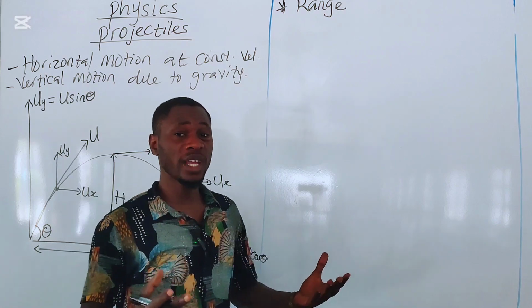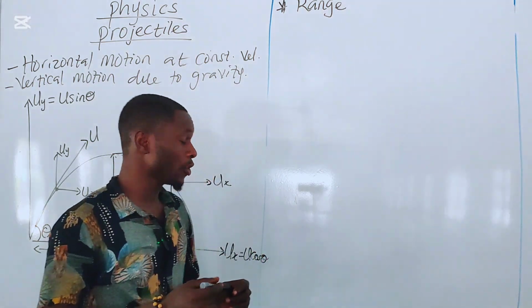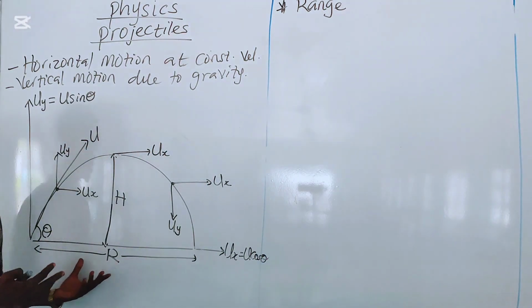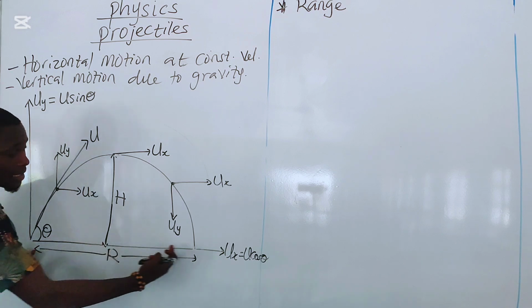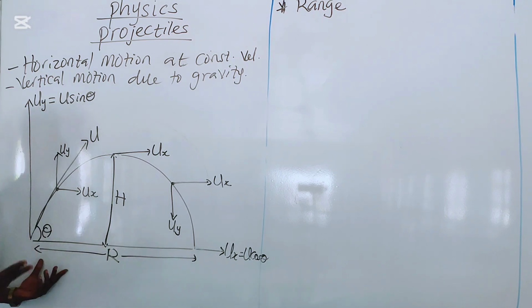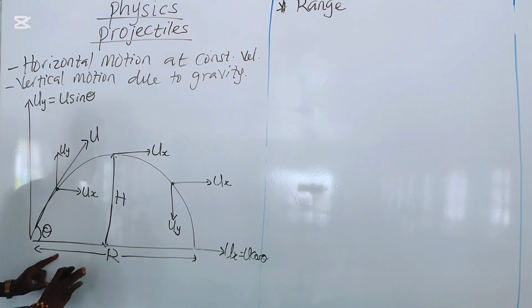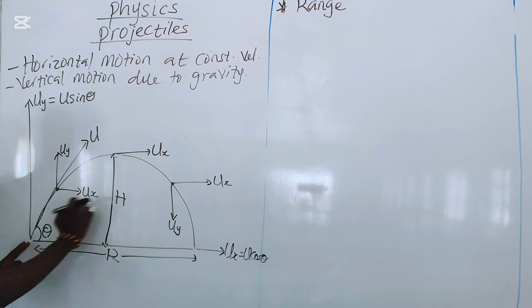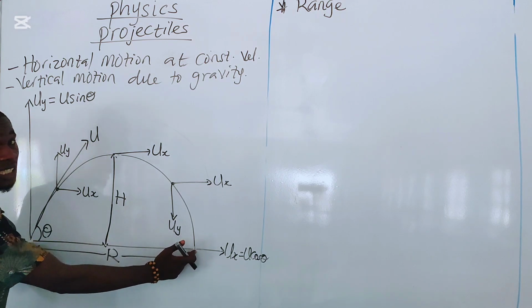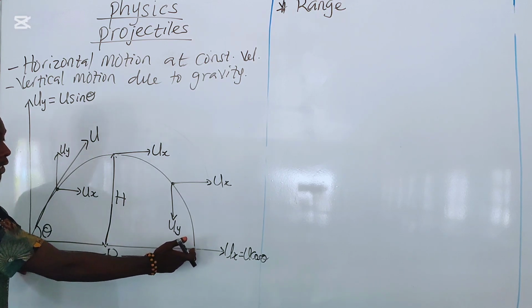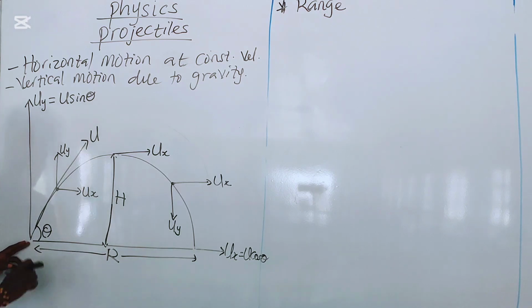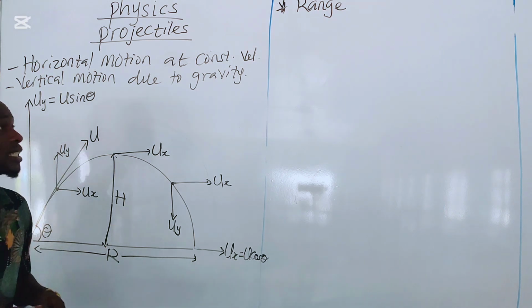Okay, so what is the range of a projectile? Now, the range of a projectile is the horizontal distance or horizontal displacement measured by the projectile from the point of projection to where the projectile hits the projection plane again. So we are talking about the distance or displacement measured by the projectile from this point to this particular point. So that is the range.